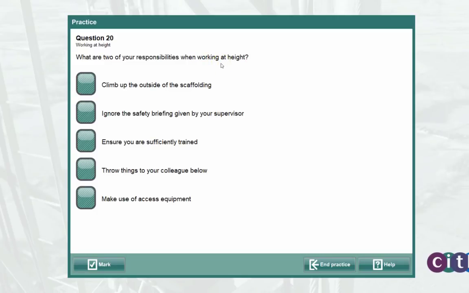What are two of your responsibilities when working at height? Climb up the outside of the scaffolding. Ignore the safety briefing given by your supervisor. Ensure you are sufficiently trained. Throw things to your colleague below. Make use of access equipment.